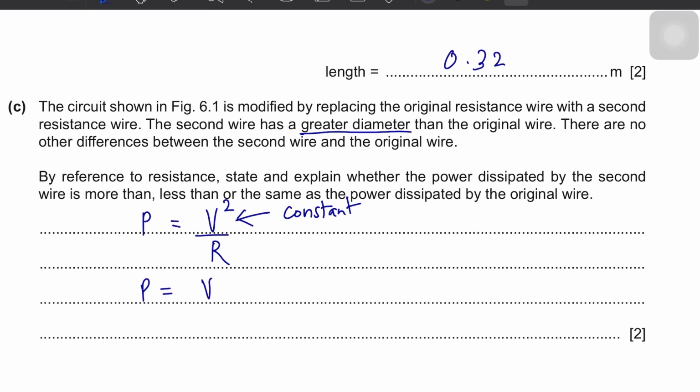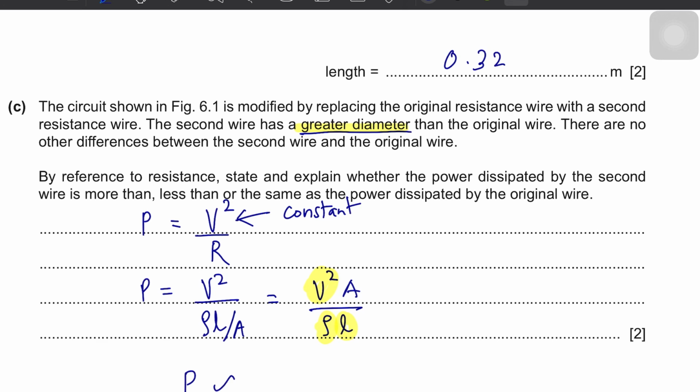Now what we can do is replace this R with its formula, rho L over A. We will just arrange it. So V squared over rho L, with A in the numerator. Now if you check, V squared is constant, resistivity is constant, length is constant. The only thing which is changing is area. And what is happening to area? The greater diameter means the area is going to increase.